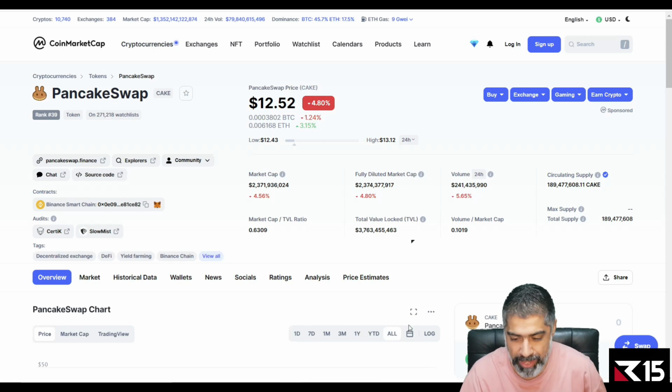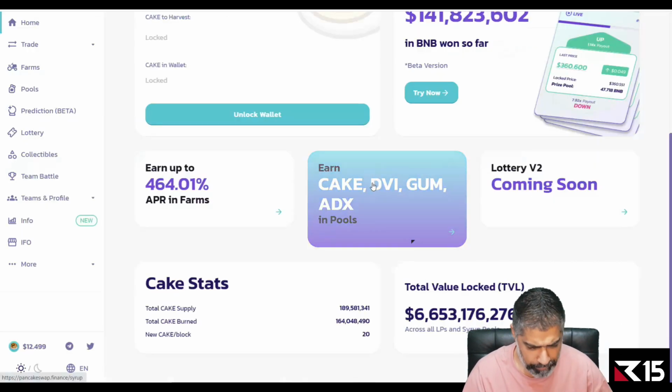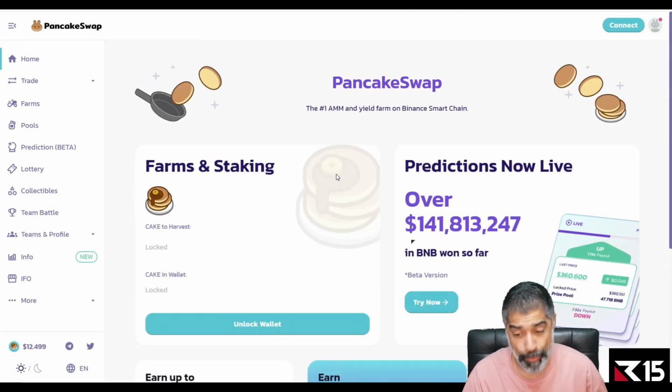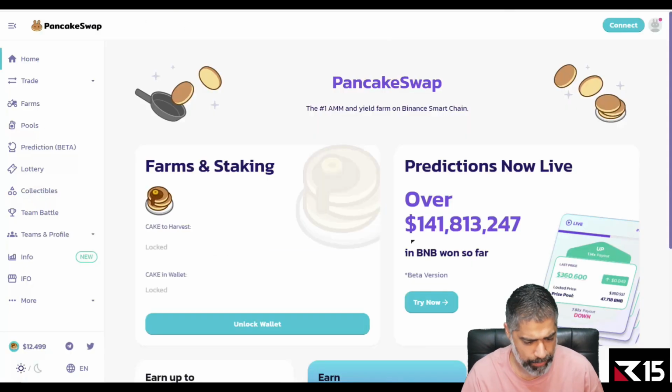Now with PancakeSwap, this is their main website, and then we're going to go into some of their information on what is PancakeSwap.